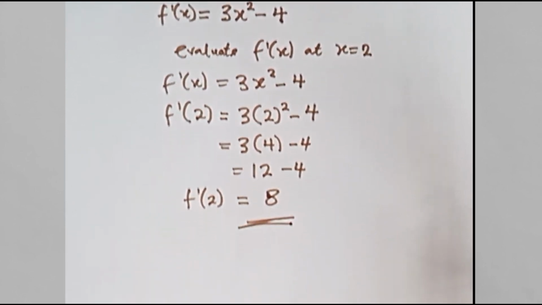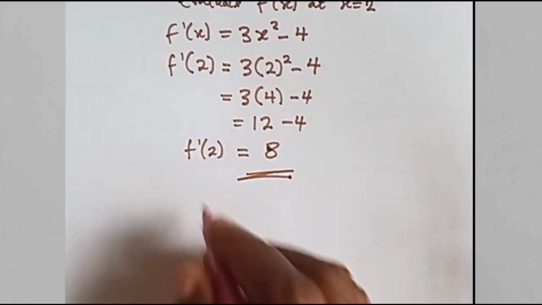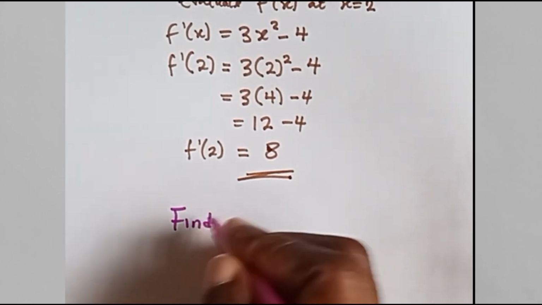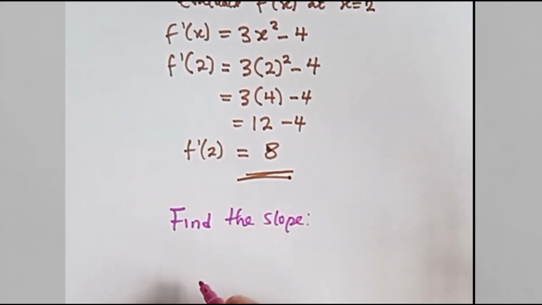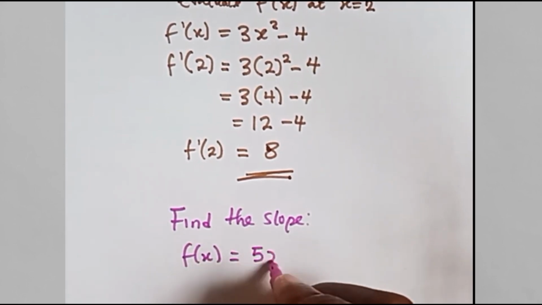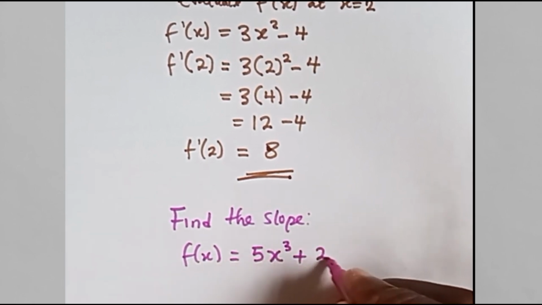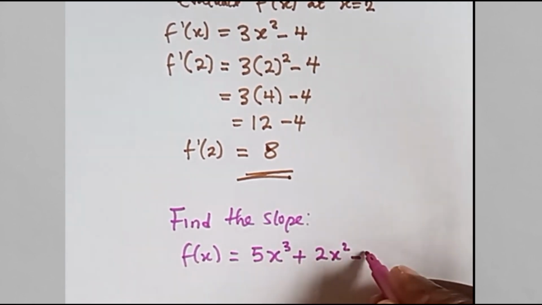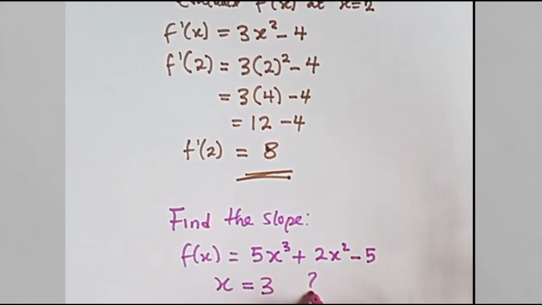All right, I want us to do this and write our answer in the comment section. I want us to find the slope of this graph when x equals 3. We have f(x) equals 5x raised to power 3 plus 2x squared minus 5. So I want us to find the slope of this graph at x equals 3.